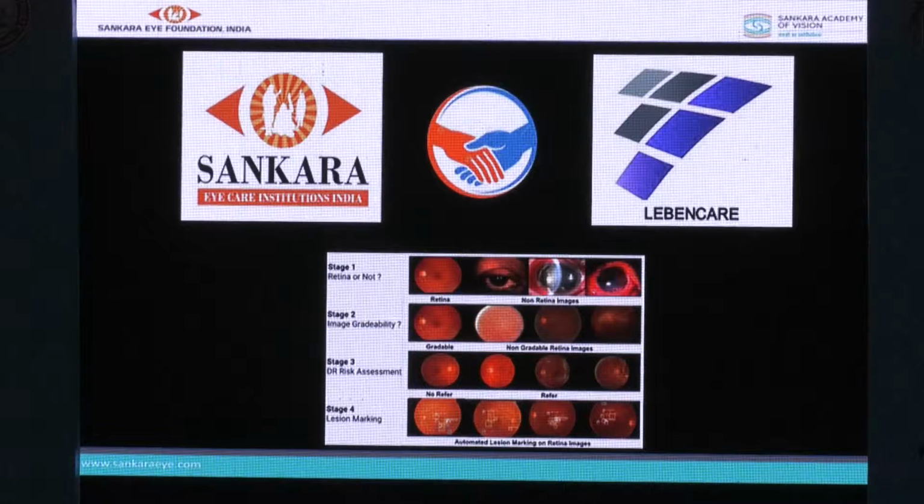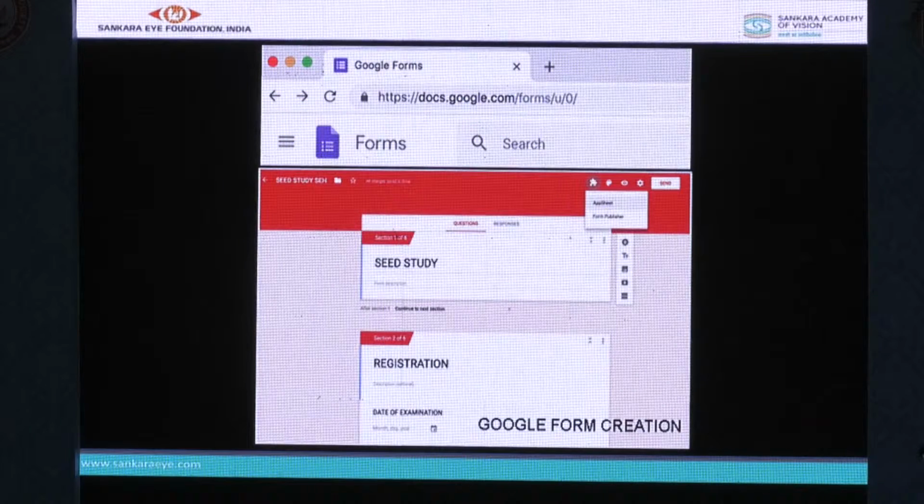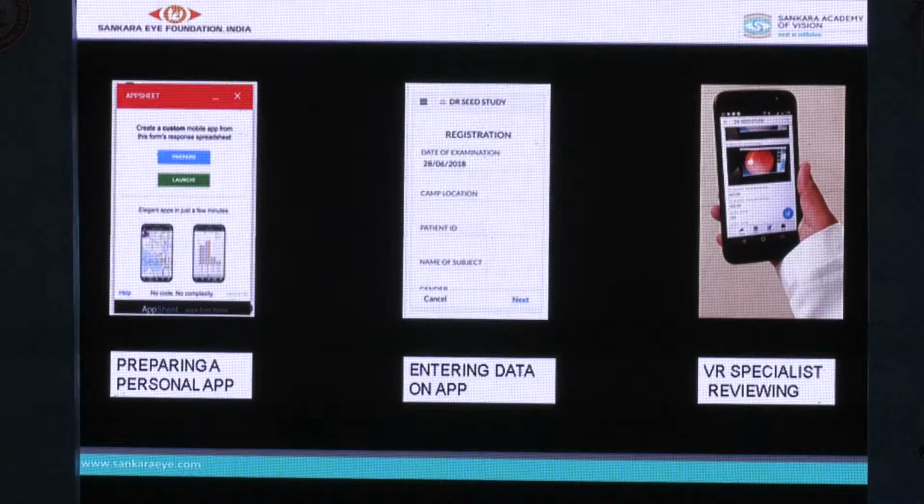We collaborated with a private company called Lebincare, who developed the AI software for us, and these are the various techniques they used to develop the software. We started by creating a Google form where we enter the patient details, and then using this plugin called AppSheet, which is seen on the top of the screen, we made a personal mobile application on which the optometrist enters the patient details and uploads the patient images so that the VR specialist sitting at the base hospital can simultaneously view the images and grade them.